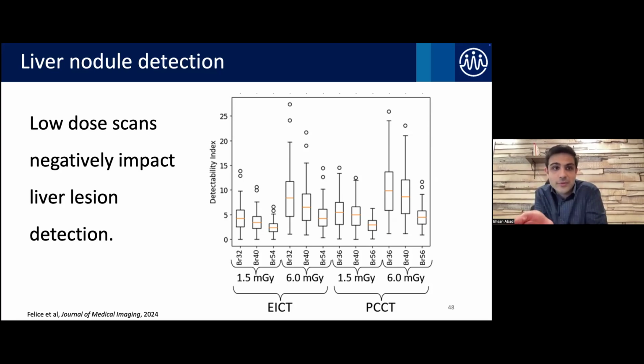And we observed that low dose scans negatively impacted liver lesion detection, which essentially highlights that although it's good to go after low dose to make our patients safe, we are imaging the patients for a diagnostic reason. So we need to make sure that the choice of dose actually matters, and we do not drop the dose to a level that is not diagnostically relevant.